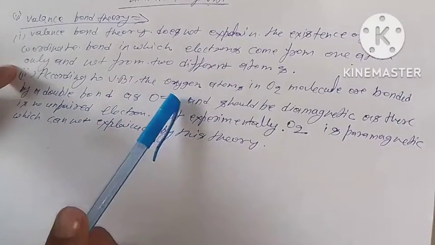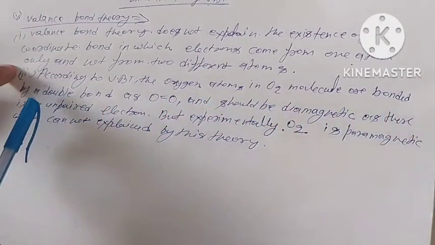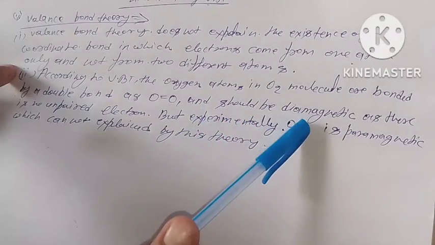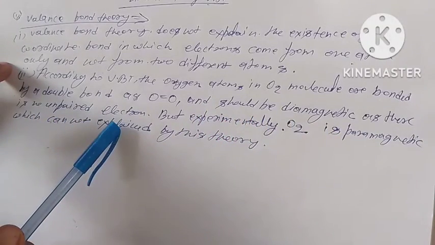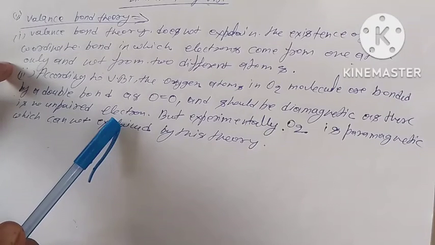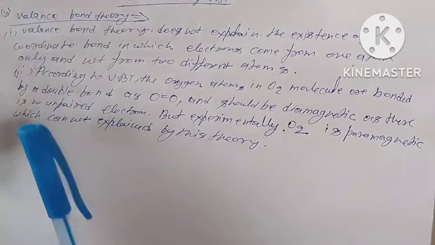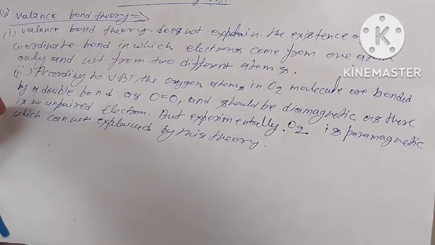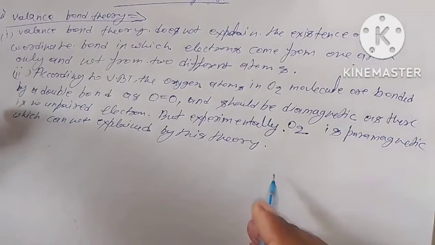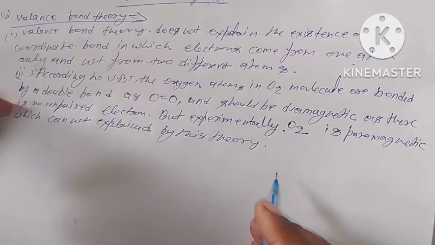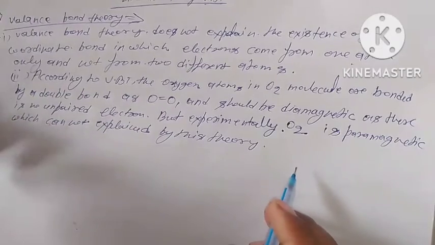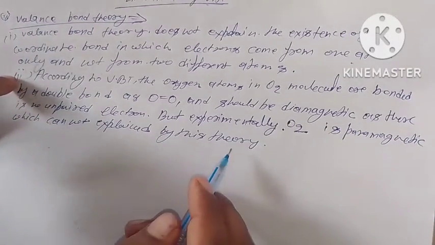According to V.B.T., the oxygen atoms in the O2 molecule are bonded by a double bond, as oxygen double bond oxygen, and should be diamagnetic as there is no unpaired electron, but experimentally O2 is paramagnetic, which cannot be explained by this theory.